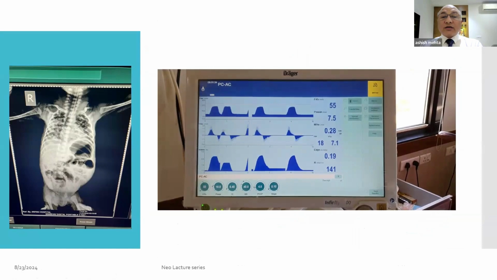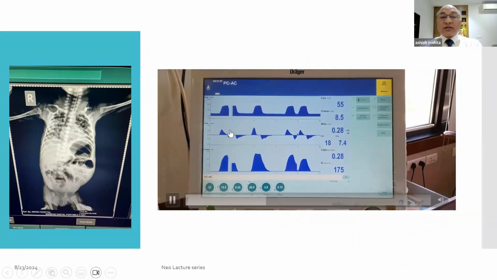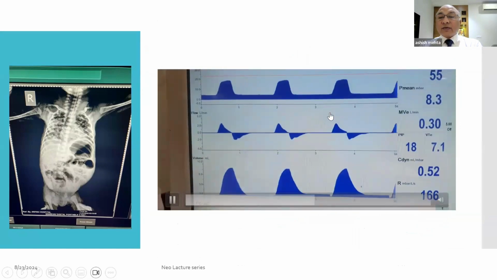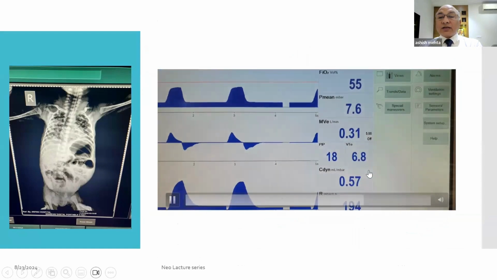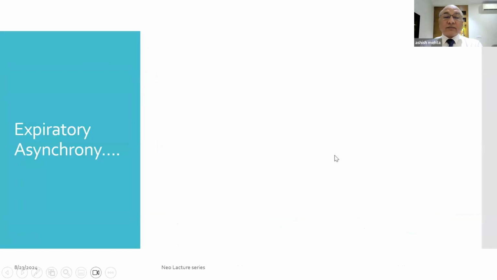This is what is happening with assist control. You can see here that continuously most of the breaths are triggered breaths. All breaths are supported. A good amount of tidal volume is delivered. Here with 18 PEEP, 8 minute ventilation is there, and you can see the tidal volume delivered is 6.97. So that is typical of assist control.